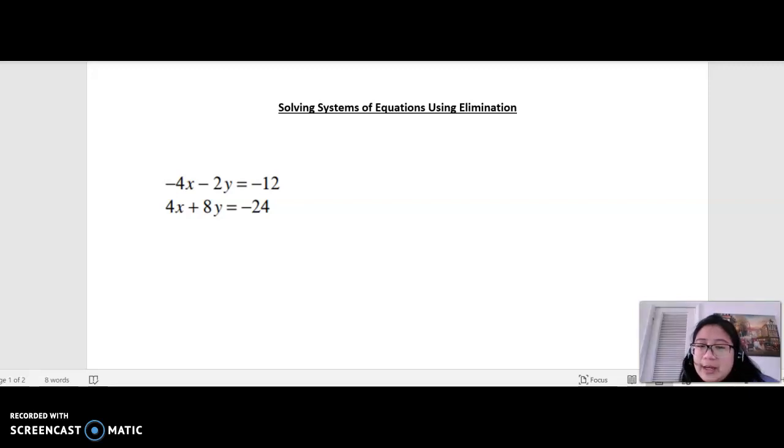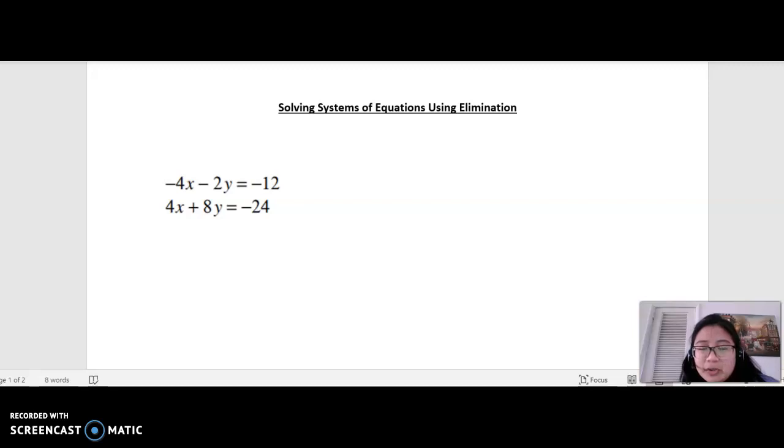Hi everyone. So I'm just reviewing using elimination to solve systems of equations. So let's say we have a problem like this right in front of us. This says negative 4x minus 2y is equal to negative 12. 4x plus 8y is equal to negative 24.